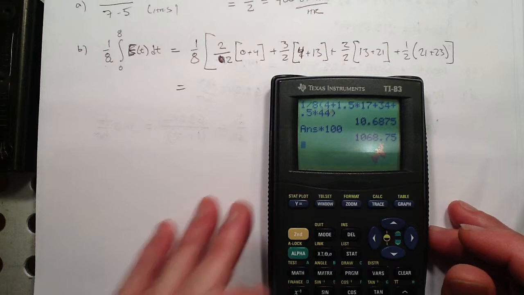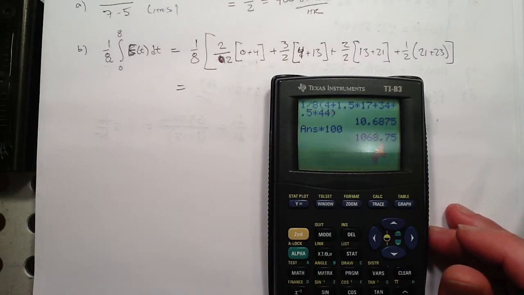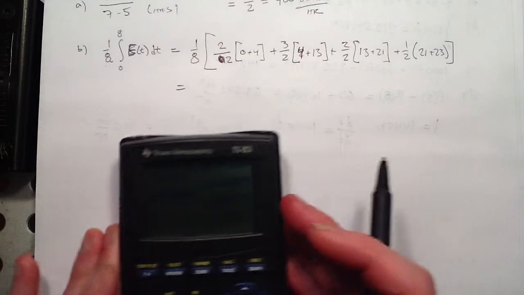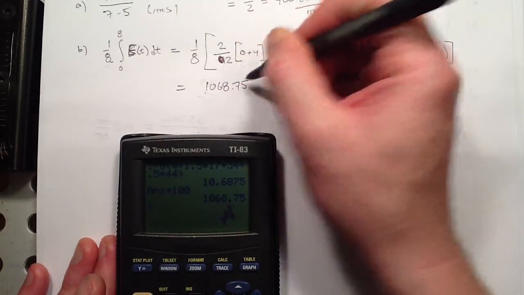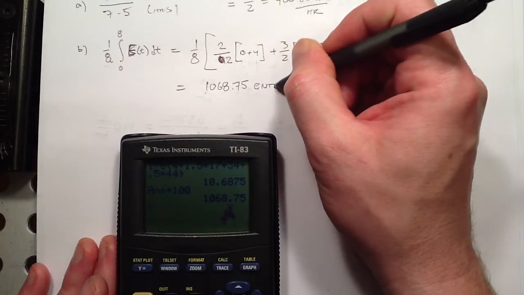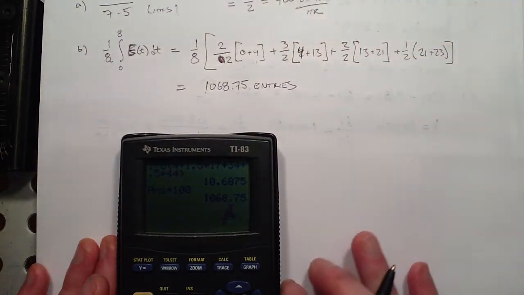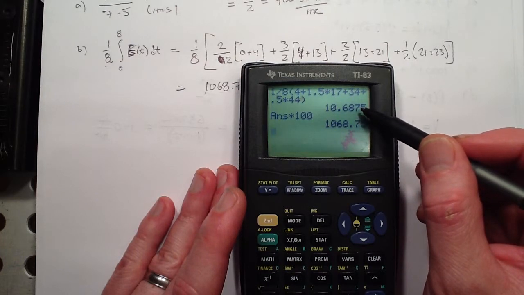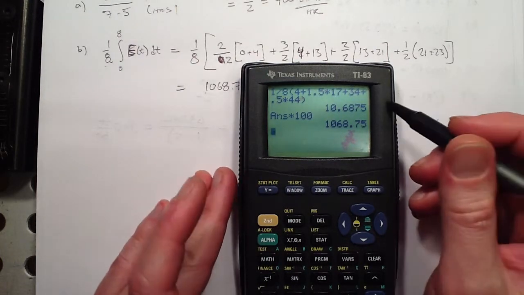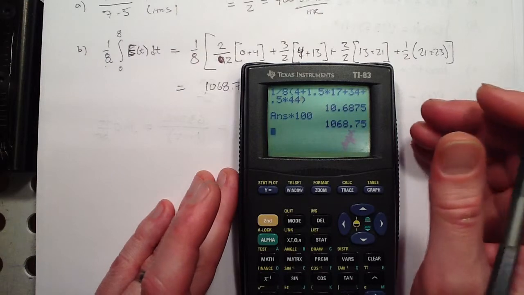I guess I'm going to round it to the nearest number of entries. I think that's reasonable to do. Or I suppose you could leave it, there's 3 decimal places, right? 1,068.75 entries. I think it would be fine too if you said 10.688 hundred entries. That would be okay too. That's the same thing, right?